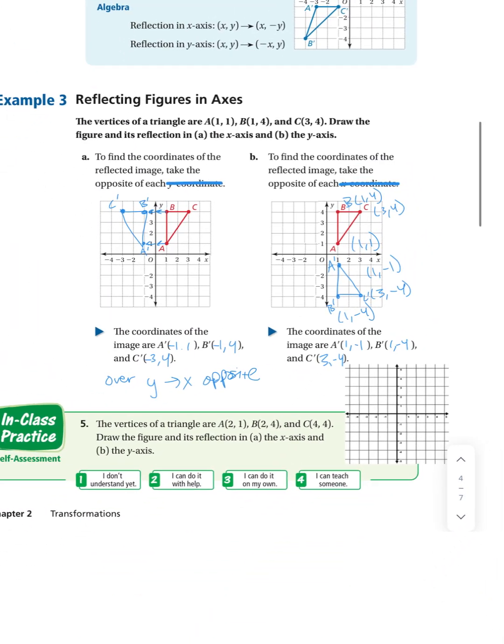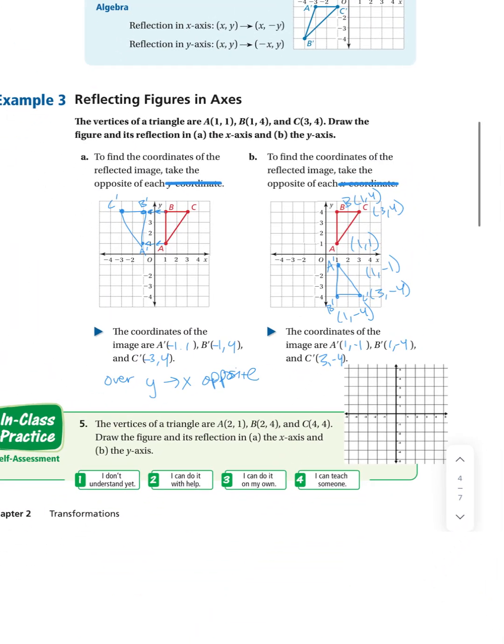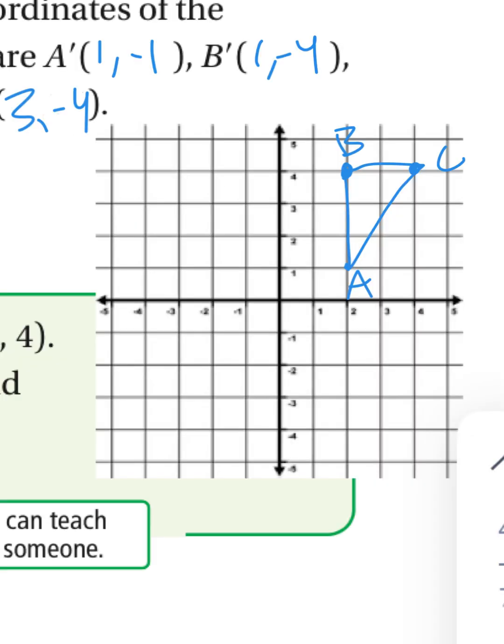All right, I want you guys to plot this triangle in this grid, and then you are going to flip it over both the x and the y axis. All right, so here is my original. When we go over the y-axis, it should look like this. So this is my new A, new B, new C. And then when we go over the x-axis, it should look like this. So this is my new A, new B, new C.